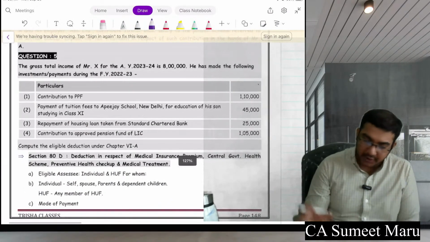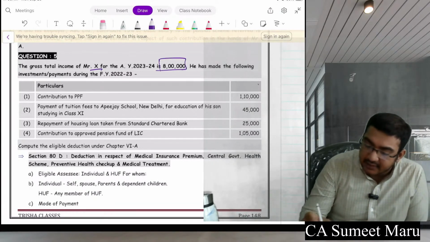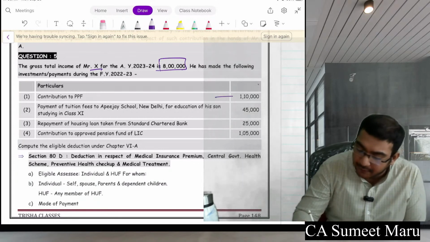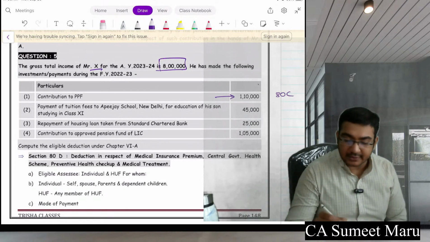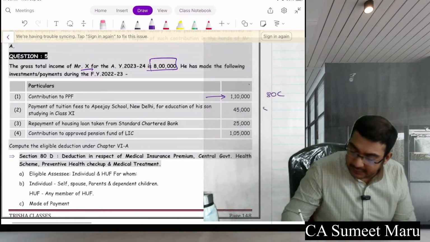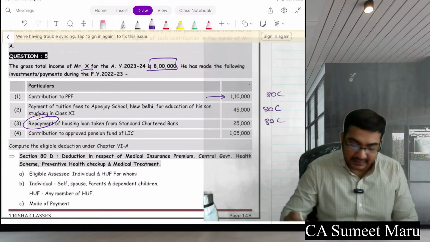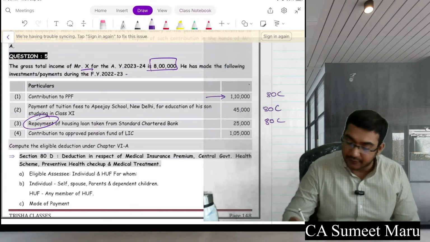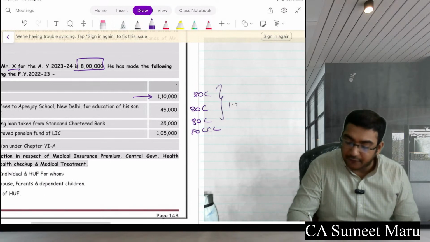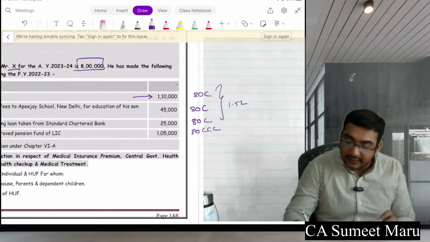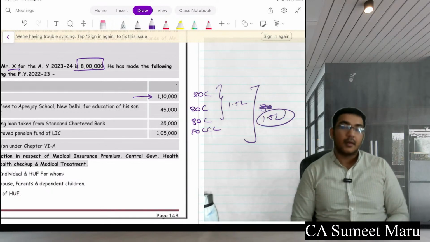Okay, see in this question, guys, the gross total income of Mr. X is 8 lakhs. He has the following investment. Contribution to PPF, it will be under 80C. Payment to tuition fees of Ajay School, New Delhi for education of his son, 80C. Repayment of housing loan, 80C. And contribution to approved pension fund is 80CCC. So पहले तो ये तीनों मिला के 1.5 lakh is limit, right? And then इन दोनों को मिला के भी only 1.5 lakh is the limit. Everyone clear?